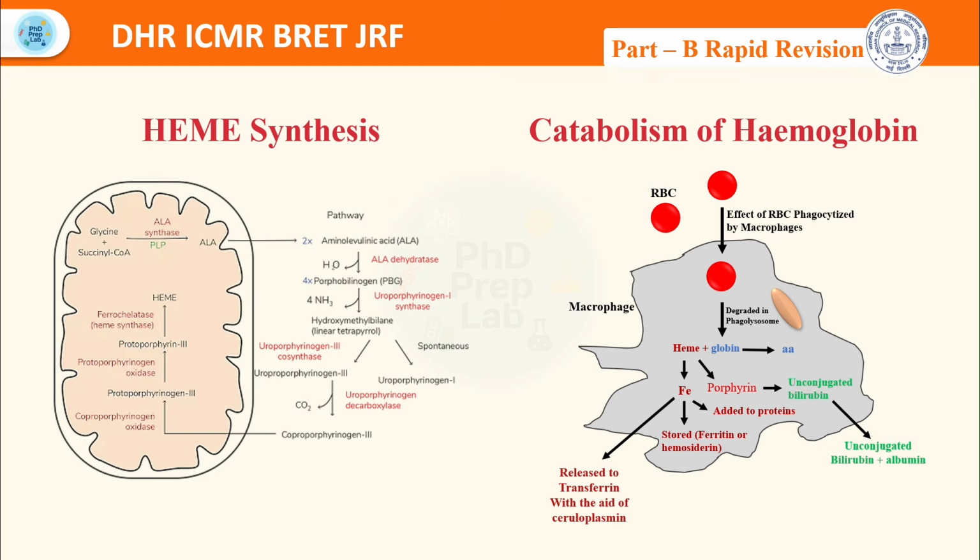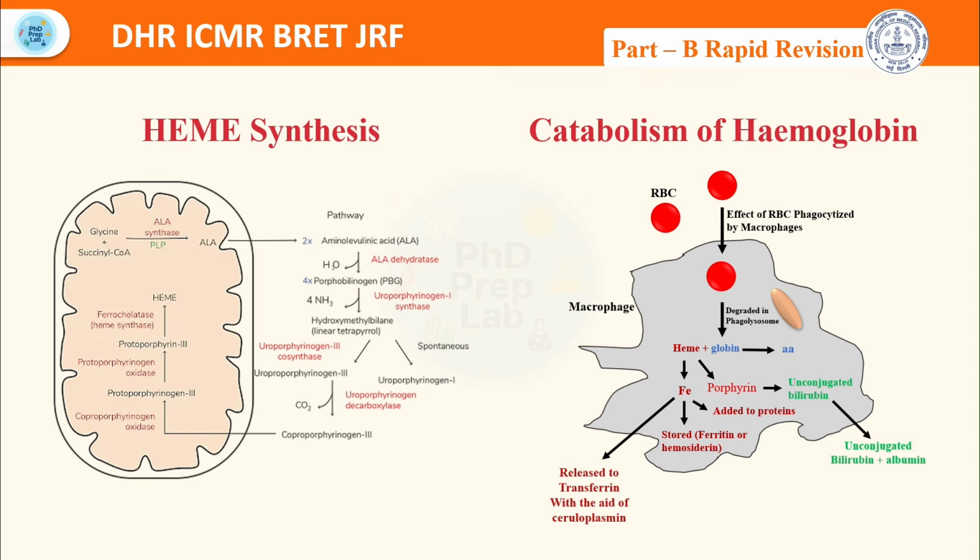First, it all begins with the formation of ALA, which occurs in the mitochondria, and the substrates to form ALA are glycine and succinyl CoA, which you can see, and this forms your ALA.